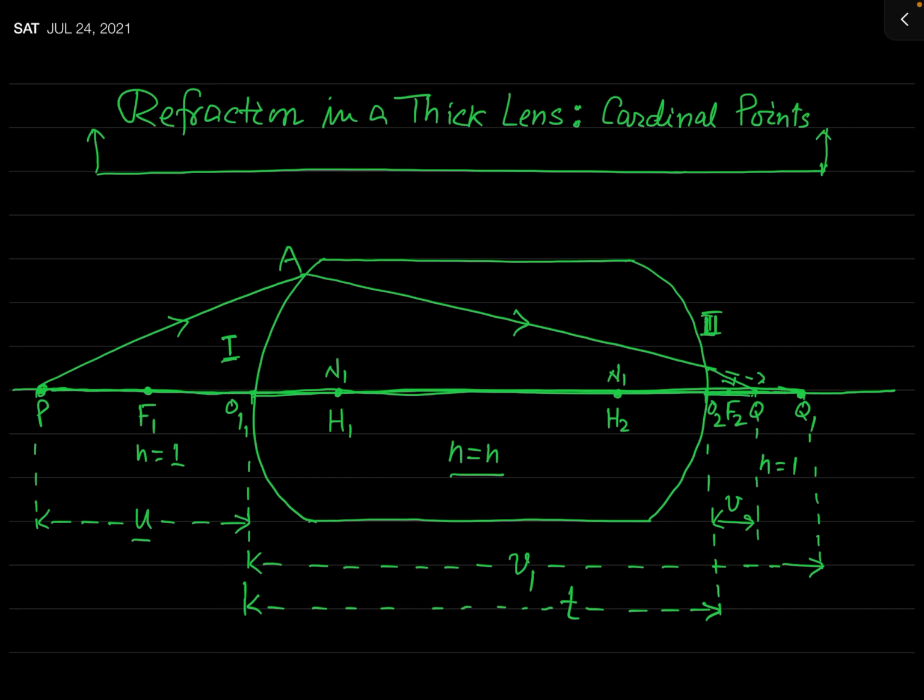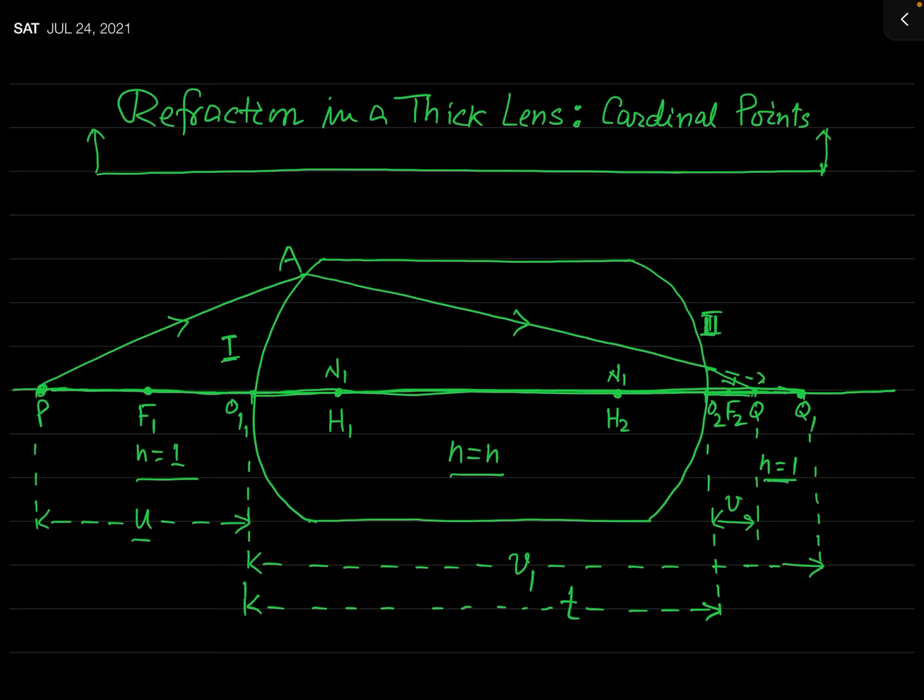You can see here that this thick lens has been placed in air, so the refractive index of the surrounding medium is simply equal to 1, because we simply take the refractive index of air equal to 1. Now our aim is first of all to find the image distance, or how the image distance is related with the object distance.